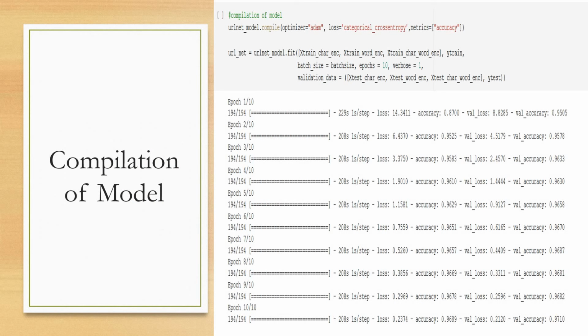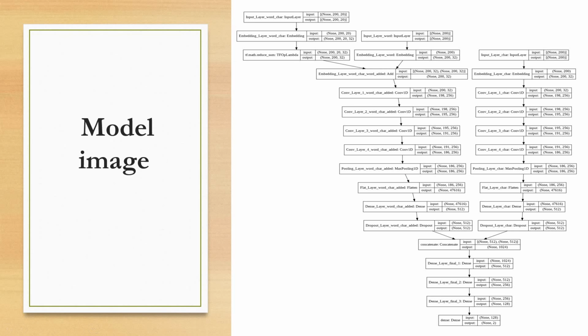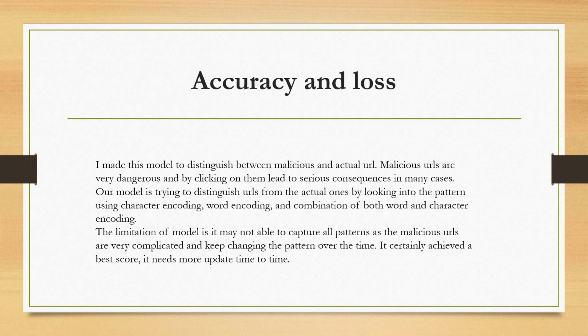Next, after compilation, you can see the model is giving good accuracy scores, around 0.9710 in the 10th iteration. That's pretty good. So this is all about model architecture and compilation of the model. And this is the model architecture. First character encoding and then word encoding, then combining, and at the bottom it's concatenating. So this is the model architecture, and then the loss and accuracy plot.